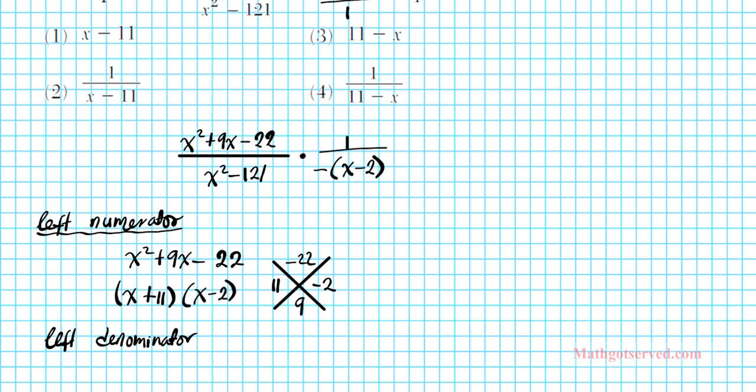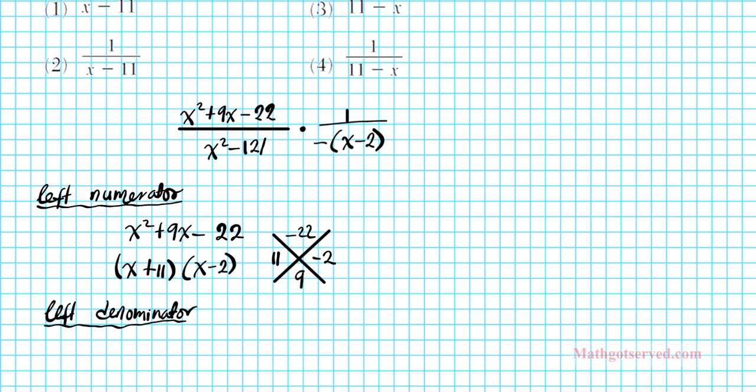Left denominator, we have a difference of squares. Hopefully you remember how to factor a difference of squares. We have x squared minus 121. And then the formula for factoring a difference of squares, a squared minus b squared, is equal to a plus b times a minus b. Okay? So how do we do that? You just take the square root of the first and the last term, and you find the sum and the difference of the roots. Okay?